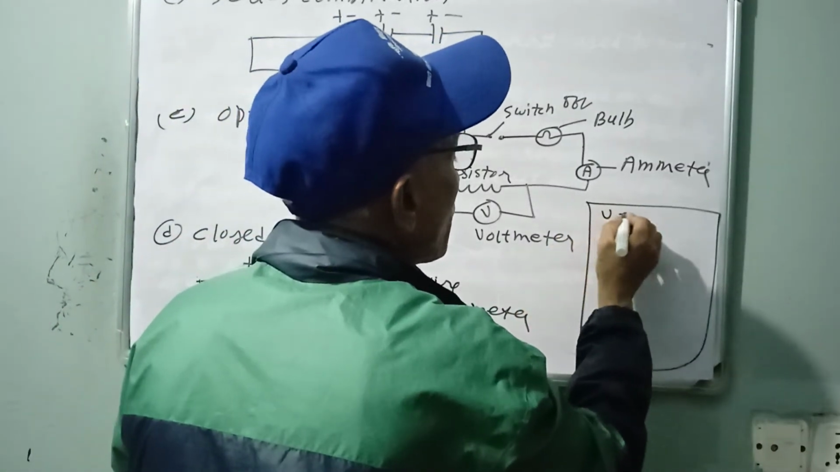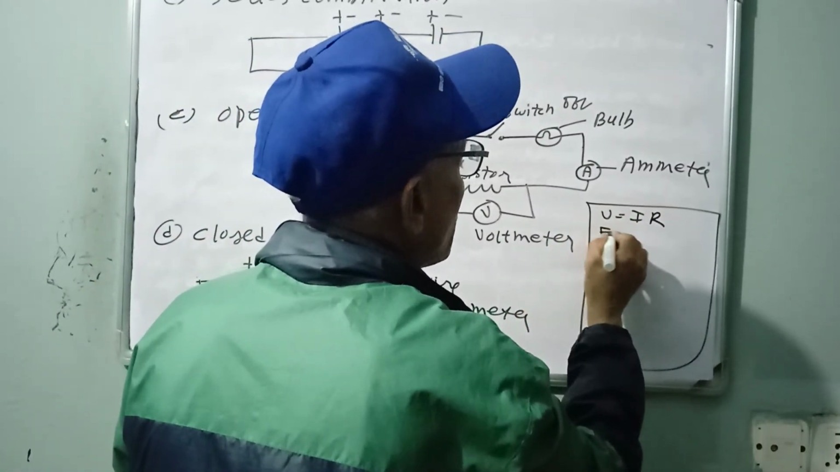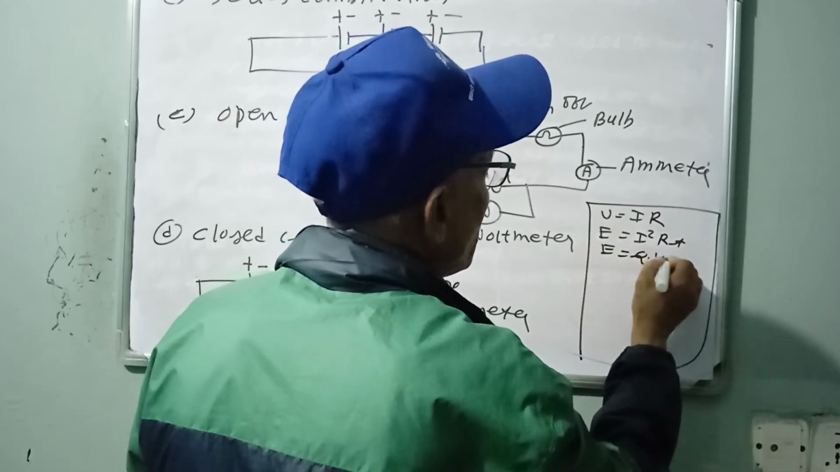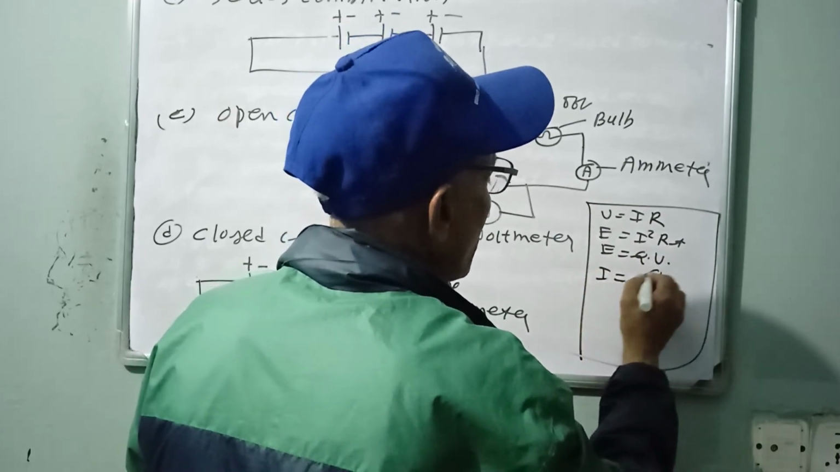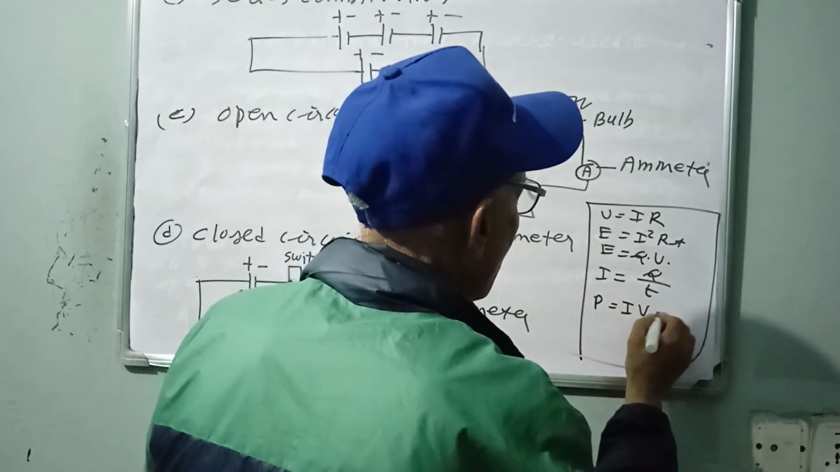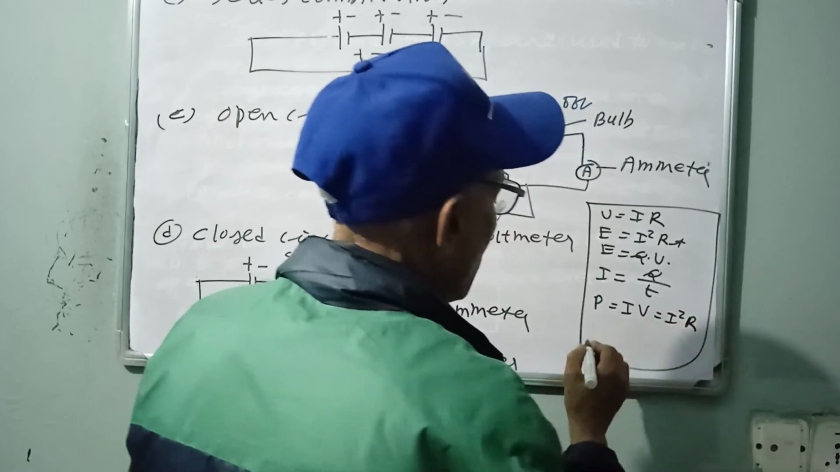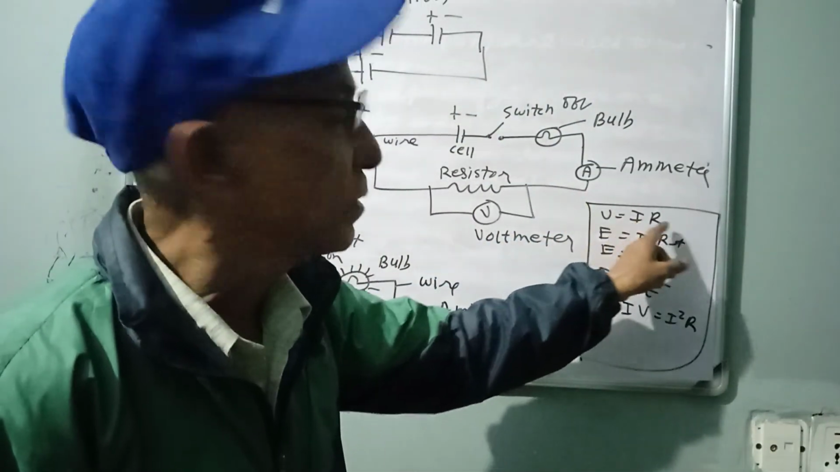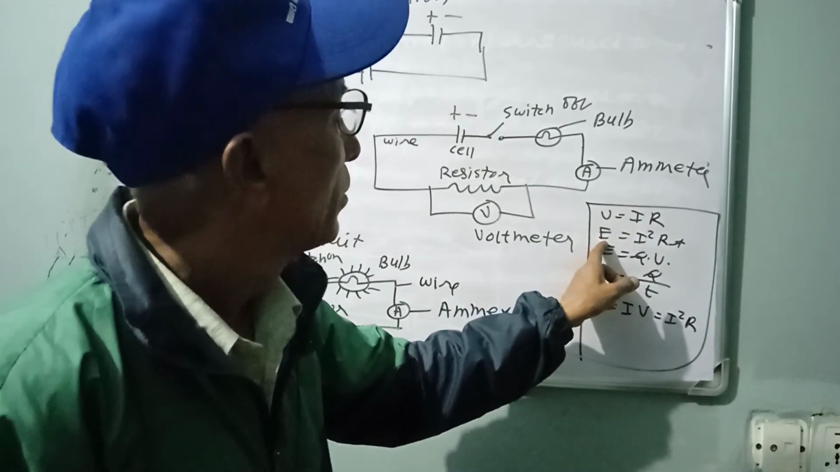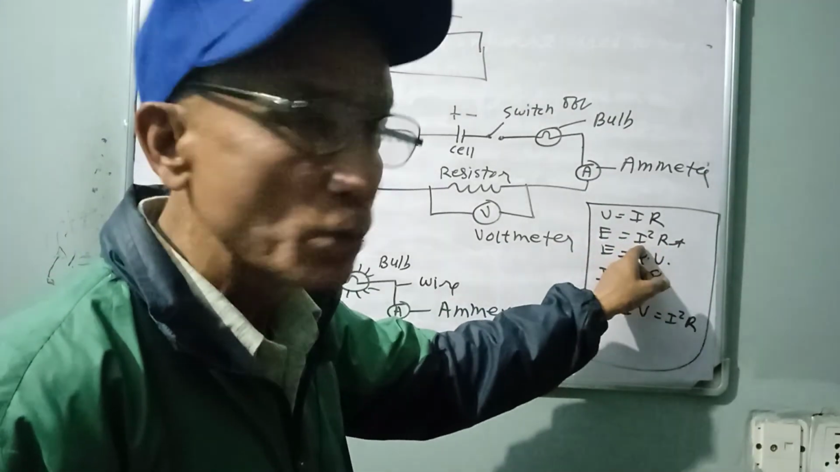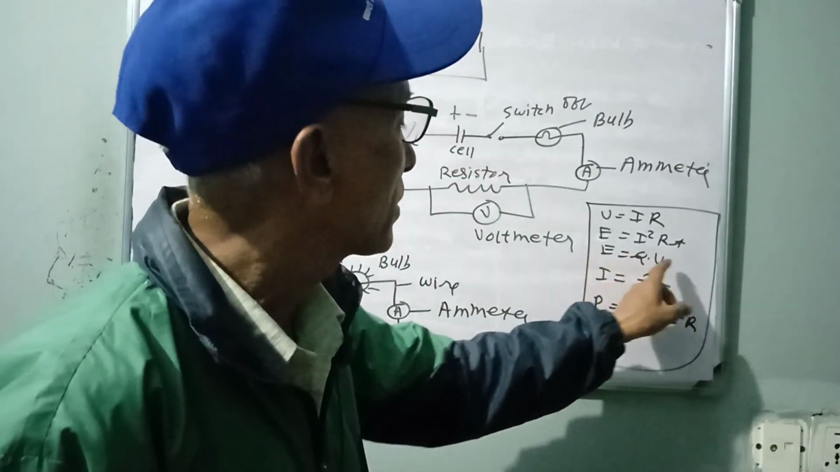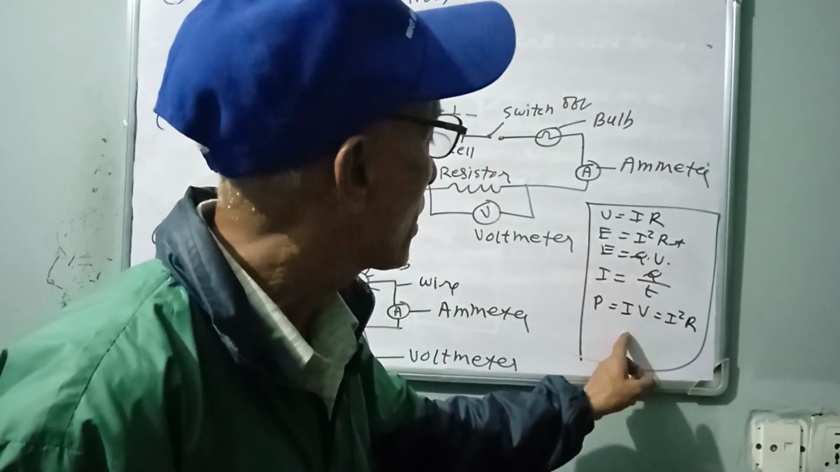See, V = IR, Ohm's law. E = I²RT. E = Q × V. I = Q/T, etc. Power = VI, or I²R. See, voltage equals current into resistance. You can find current and resistance. E, electrical energy, is I²RT. I squared, current flowing; R resistance; T time. E electrical energy is charge into voltage. Q is IT, V is IR.